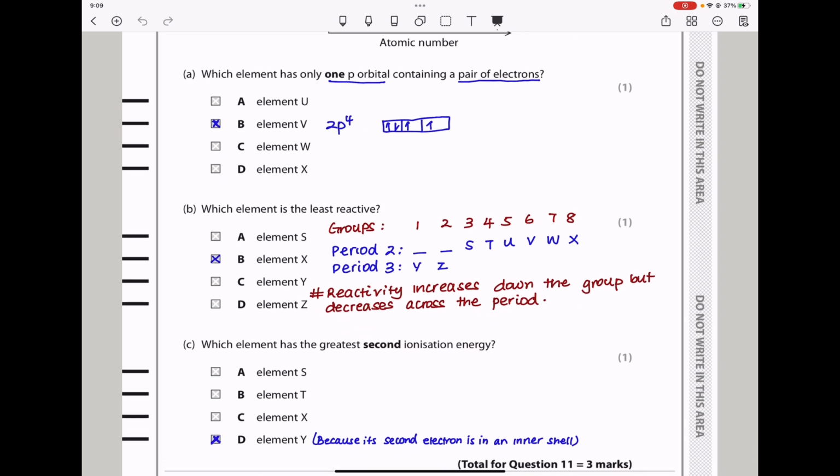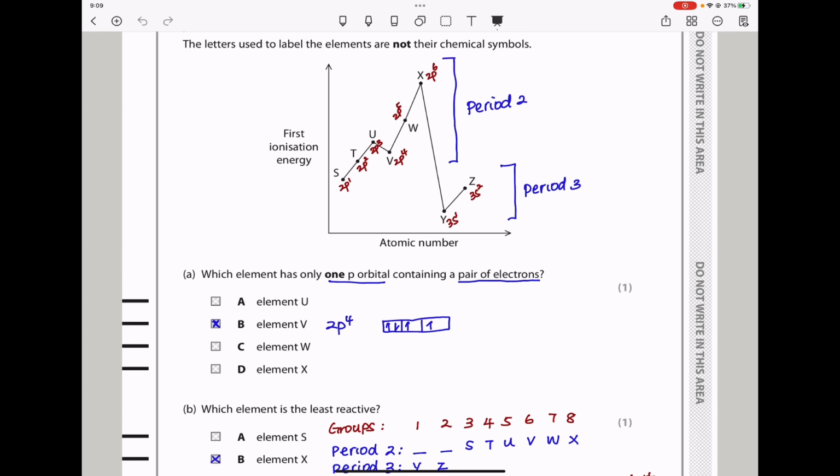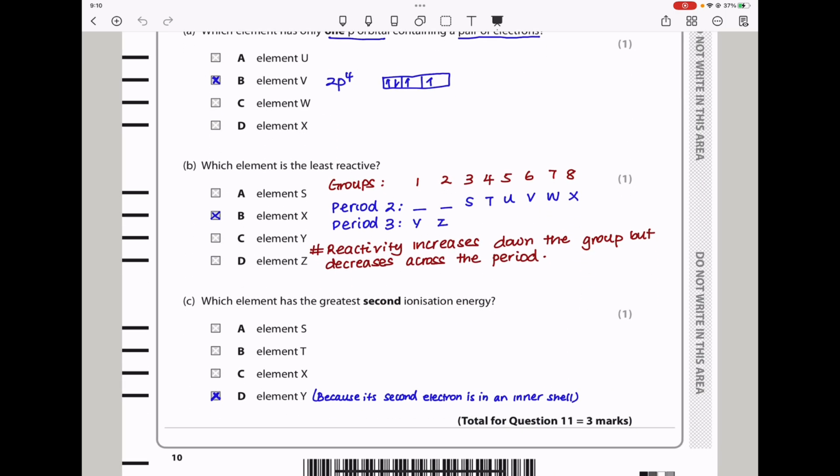When we go to part C, they say which element has the greatest second ionization energy? When we look at element Y, it has one electron in the 3s1, but the next electron, which is the second electron to be removed, is going to be in 2p6, meaning it's going to have the greatest second ionization energy, and so my answer here was element Y.